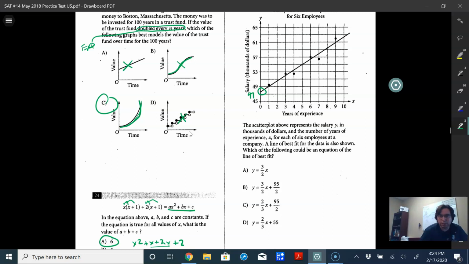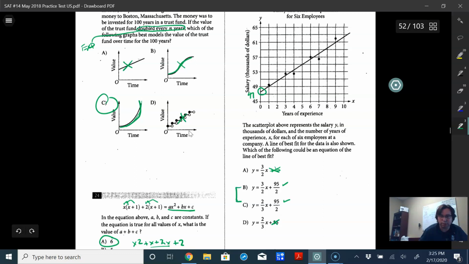Well, there's no intercept here, there's no B here, so it cannot be A for that reason. 95.5, what does that give me? About 47. If I do 95 divided by 2, it's 47.5. So that seems to check out. And then plus 55, which would be up here, so that's definitely not it. So after that, we're between B and C.